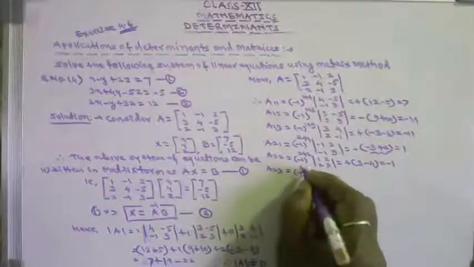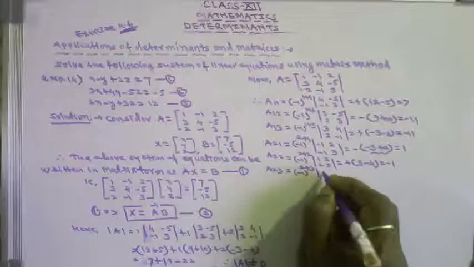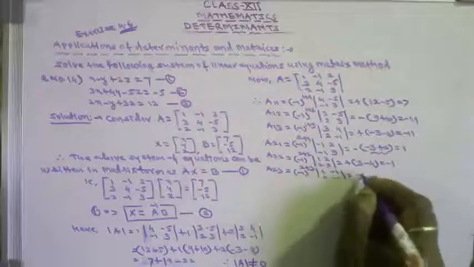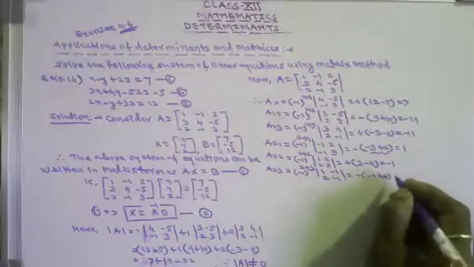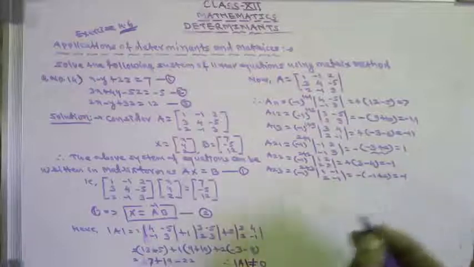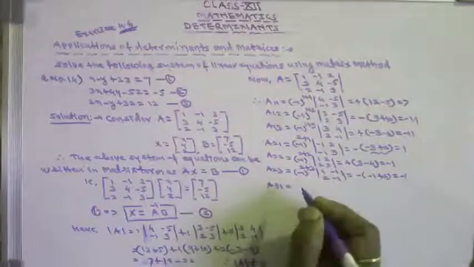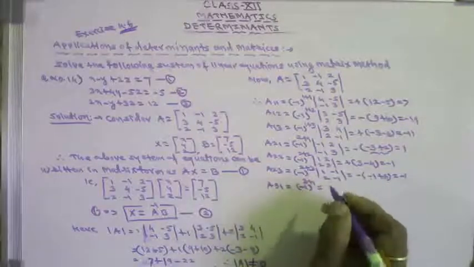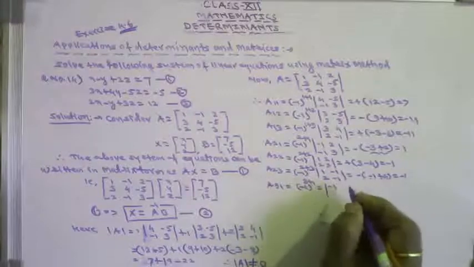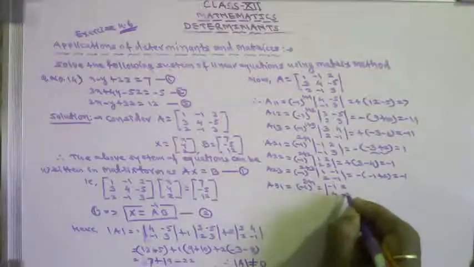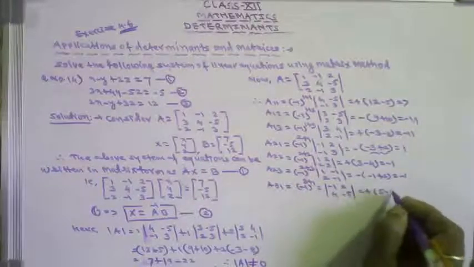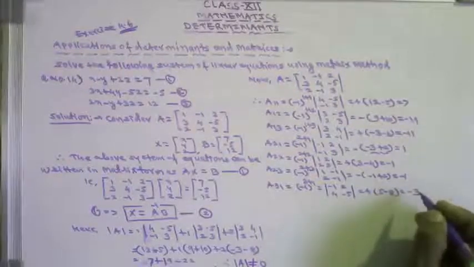A23: minus 1 raised to the power 2 plus 3, into the determinant 1 minus 1, 2 minus 1, so minus of minus 1 plus 2, that is also minus 1. A31: minus 1 raised to the power 3 plus 1, so then minus 1, this 2 4 minus 5, so it is plus 5 minus 8, that is minus 3.